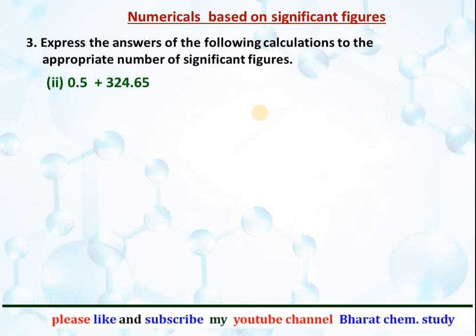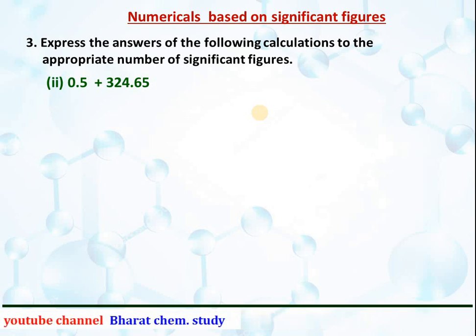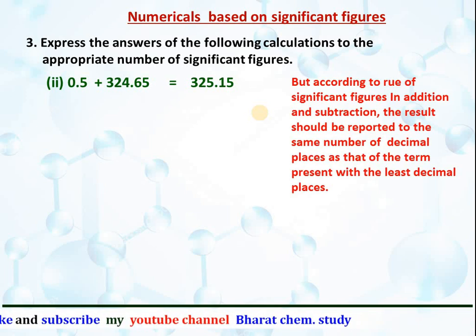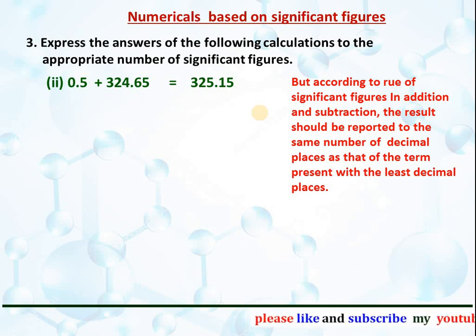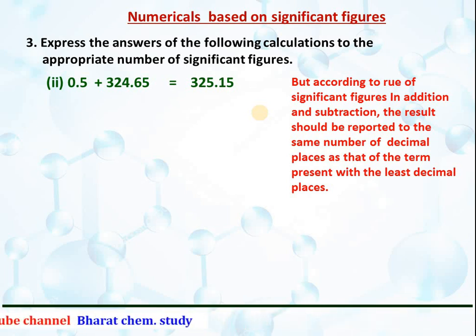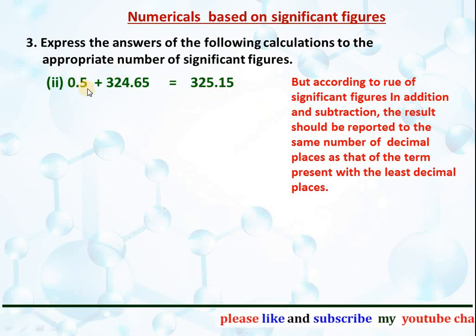Similarly, in the second question we have to add 0.5 plus 3 to 4.65. And the calculation comes to be 325.15. But according to the rule of significant figures in addition and subtraction, the reported answer should contain the same number of decimal places as present in the smallest number, that means up to the least decimal place. So the least decimal place is only 1. So our answer should contain only 1 decimal place.